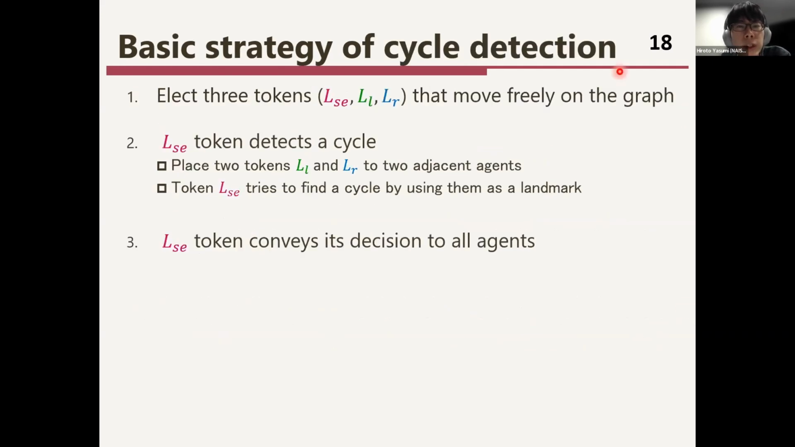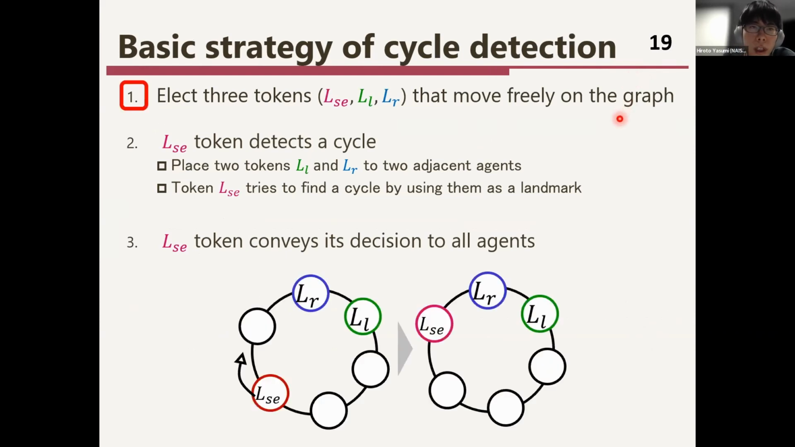From now, I explain the basic strategy of the cycle detection. The cycle detection is divided into 3 parts. First, agents select 3 tokens, LSE, LL, and LR. These tokens can move freely on the graph by interactions. For example, when these agents interact, then tokens move like this.